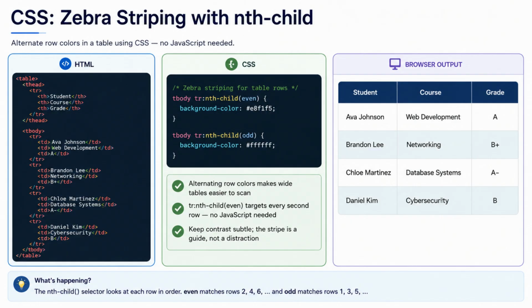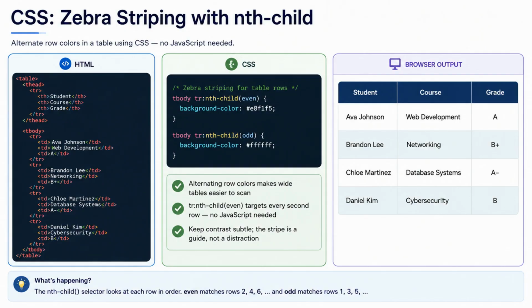Zebra striping, alternating row background colors, makes wide tables far easier to scan, done with pure CSS and no JavaScript needed. tbody tr:nth-child(even) targets every second row. Walk through the what's-happening note at the bottom. nth-child looks at each row in order; even matches rows 2, 4, 6, and odd matches rows 1, 3, 5.